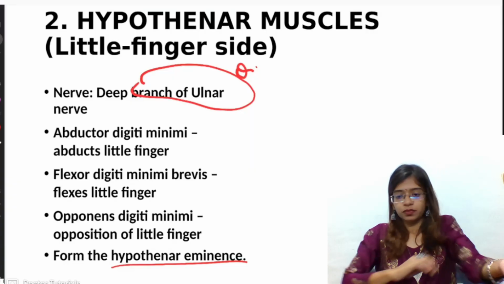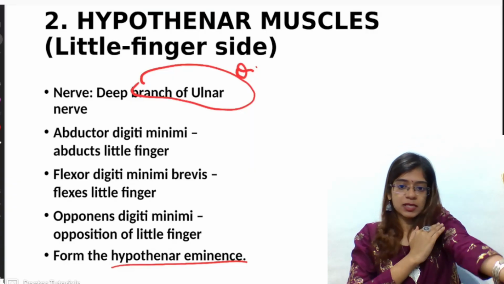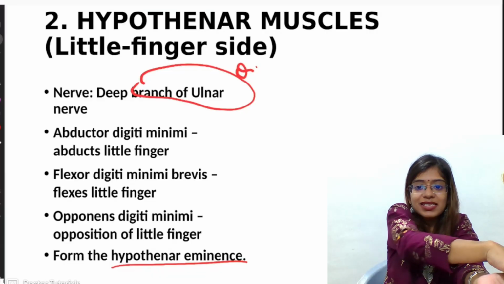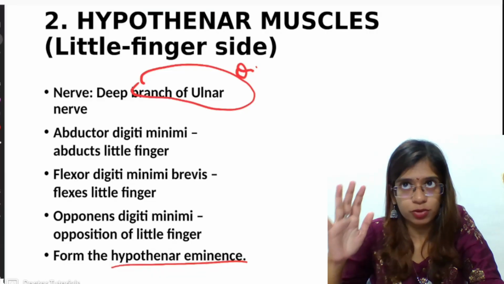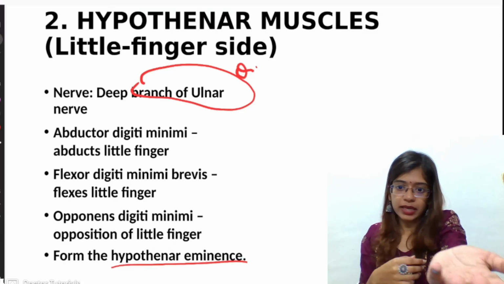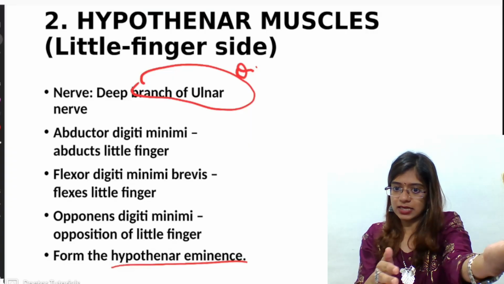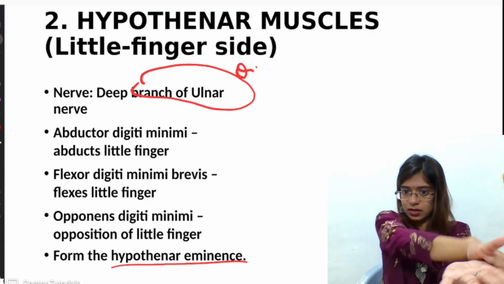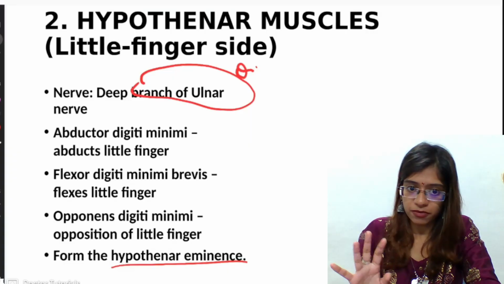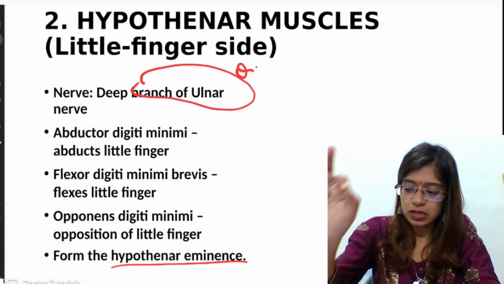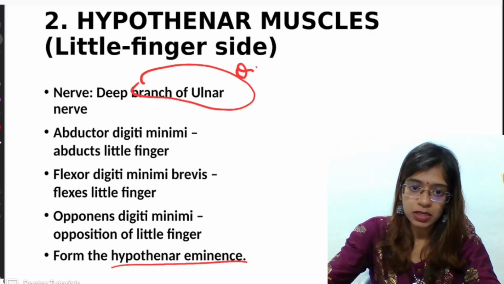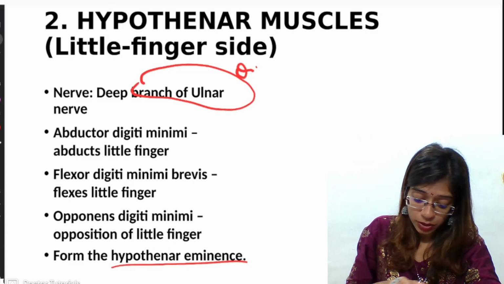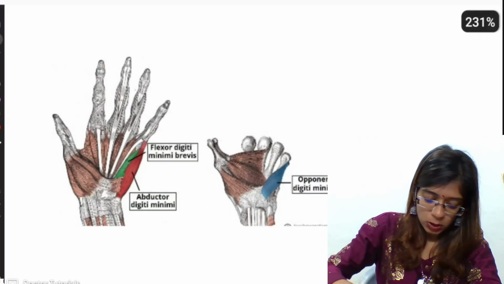Look here guys, and see, this is the medial side. On the medial side, it is the ulnar nerve. On the lateral side, it is the median nerve. That is what you should remember. So this is the information you should know about hypothenar muscles. They are supplied by the ulnar nerve. Very important. So just go through these hypothenar muscles.